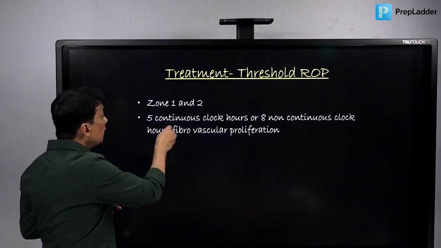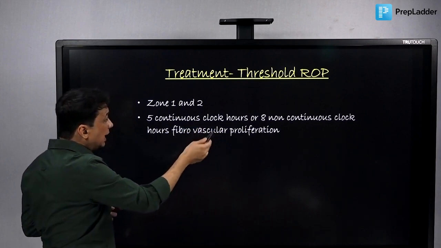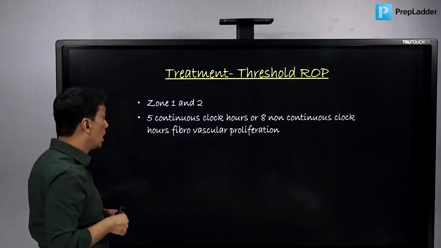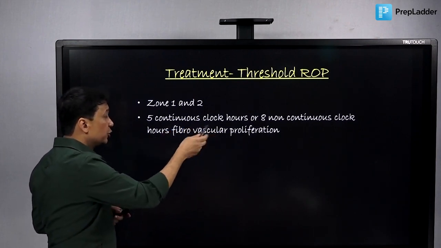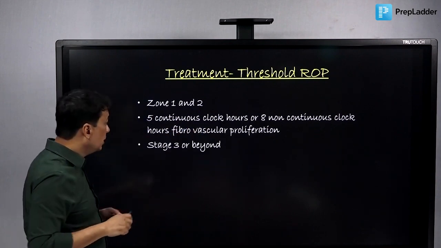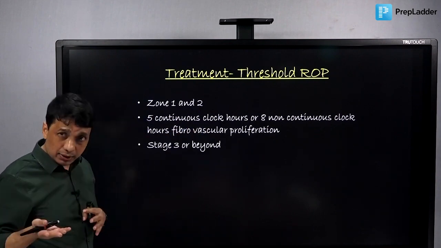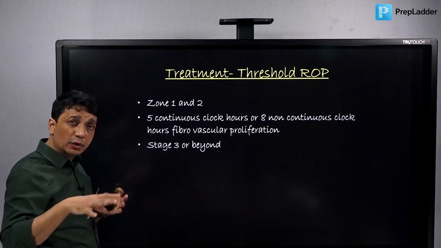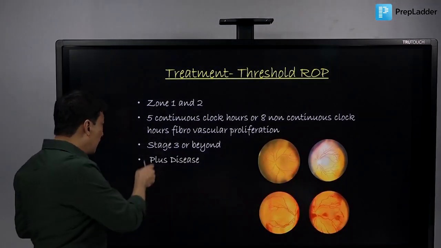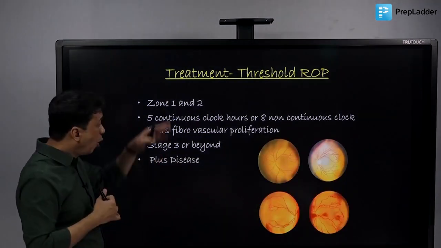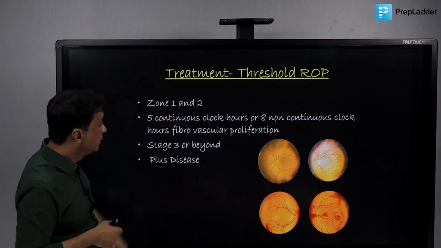Second, either 5 continuous clock hours or 8 non-continuous clock hours of fibrovascular proliferation should be present. Third, it should be stage 3 or beyond. Remember, stage 3 is elevation with fibrovascular proliferation. And fourth, should have plus disease. Remember, when you meet all 4, we call them threshold ROP.